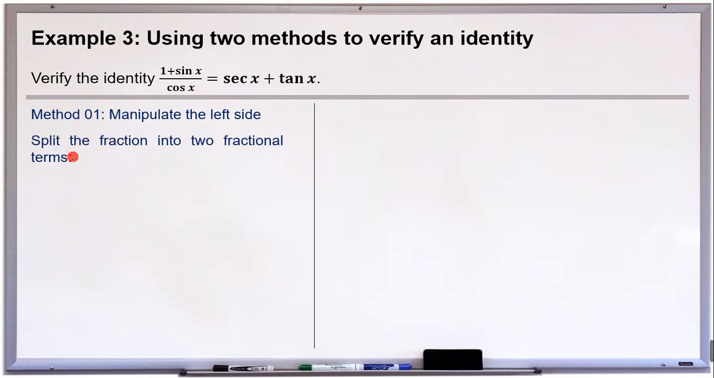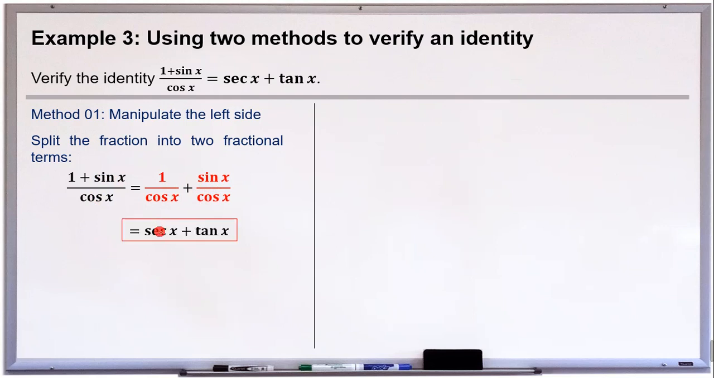Okay, for the left side, we're going to split the fraction into two fractional terms. So the 1 plus sine x over cosine x becomes 1 over cosine x plus sine x over cosine x. Now 1 over cosine x is equal to the secant x, and then sine x over cosine x is simply equal to the tangent of x. So as you can see, for method 1, the left side is indeed equal to the right side, because they are the same.